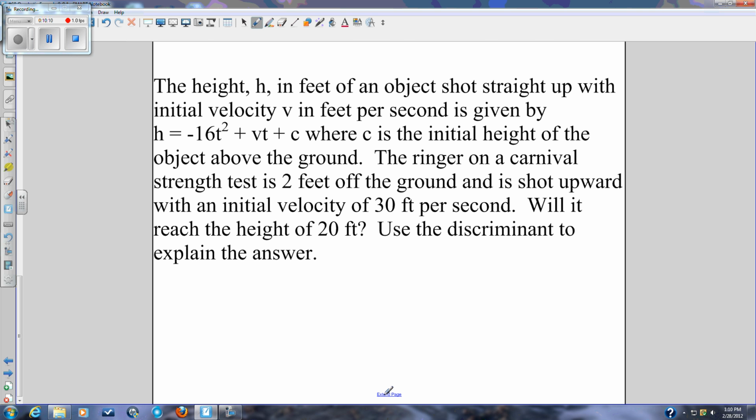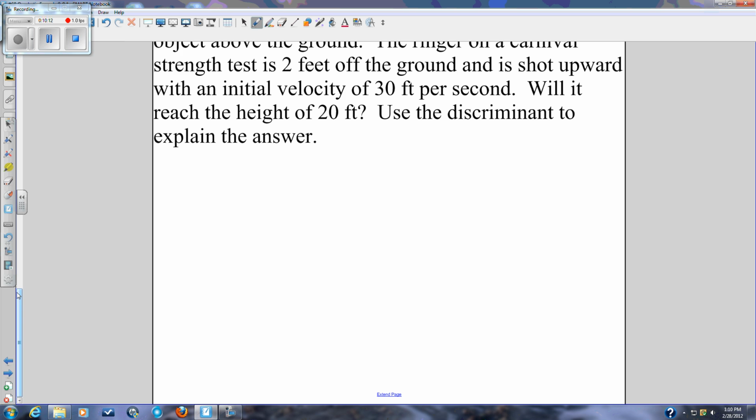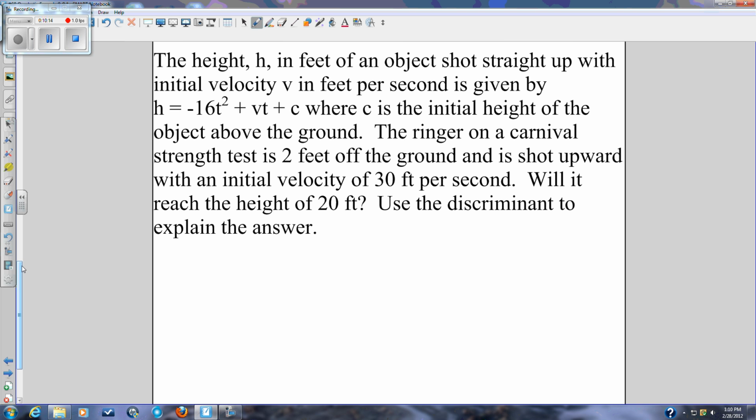The height h in feet of an object shot straight up with initial velocity v in feet per second is given by this formula. H equals negative 16 t squared plus vt plus c, where c is the initial height of the object above the ground. The ringer on a carnival strength test is 2 feet off the ground and is shot upward with an initial velocity of 30 feet per second. Will it reach the height of 20 feet? Use the discriminant to explain the answer.